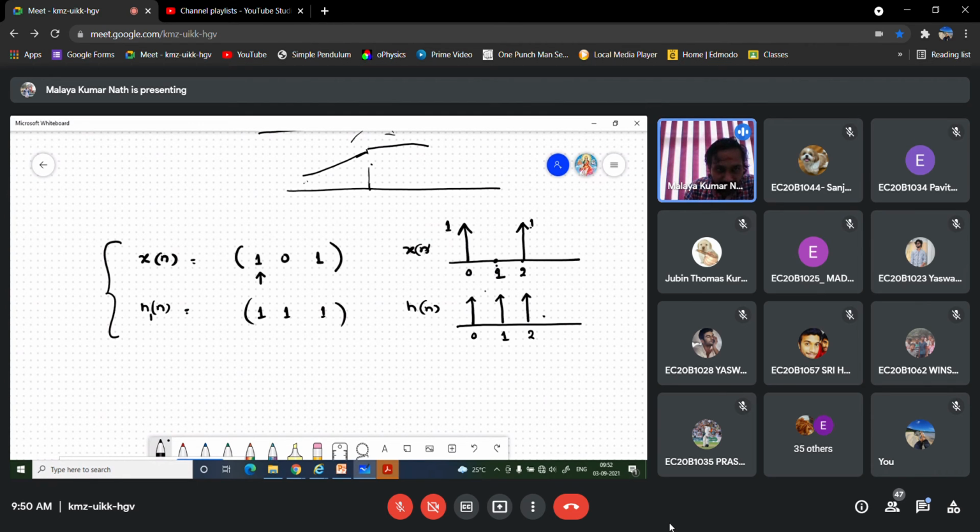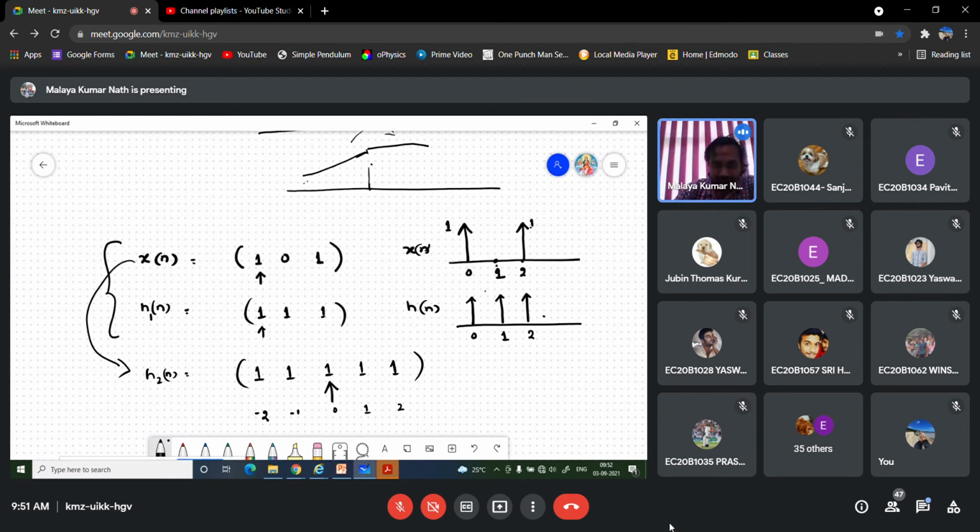Suppose I take this as h1[n]. Now suppose I take h2[n], which is not causal. h2[n] not causal means I take something like 1, 1, 1, 1, 1. So five ones I have taken, and in this case the origin is here. That means this is n equal to 0, this is n equal to 1, this is n equal to 2, this is n equal to minus 1, this is n equal to minus 2. Now you can see the convolution between x and h2[n].